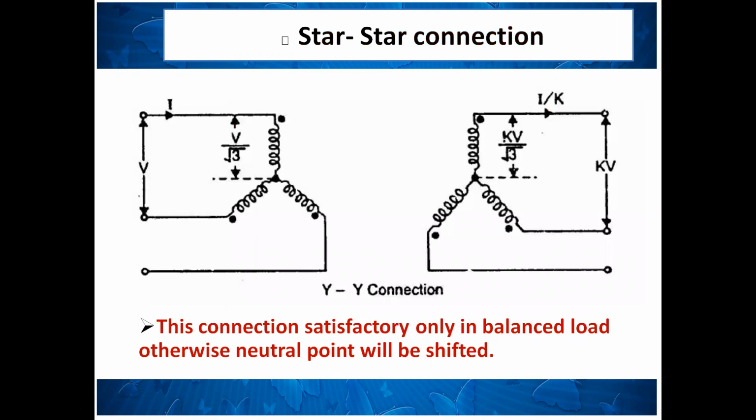Now the star-star connection. There are advantages and disadvantages, merits and demerits of each type of connection. Star-star is satisfactory, or suitable, for balanced load. Balanced means R, Y, B, all 3 windings have a balanced load, like in a motor where windings are balanced, with equal numbers of turns. Alternators are connected in star-star. But if the load distribution on R, Y, B is different, then there will be a neutral leakage current.